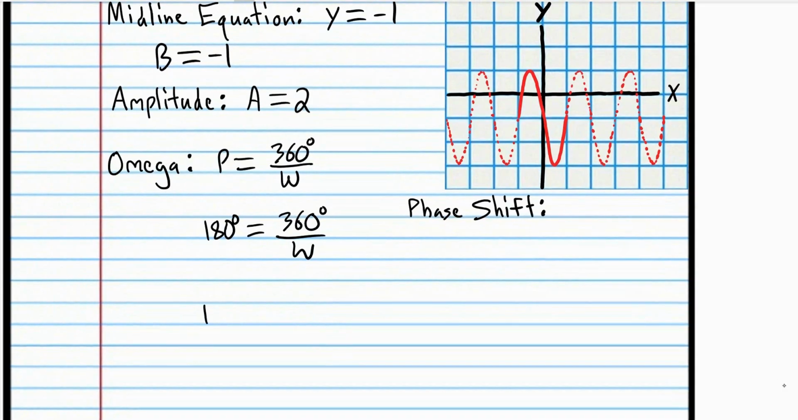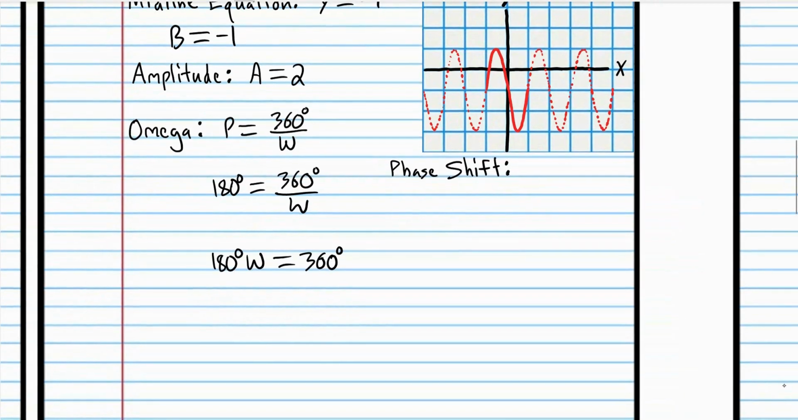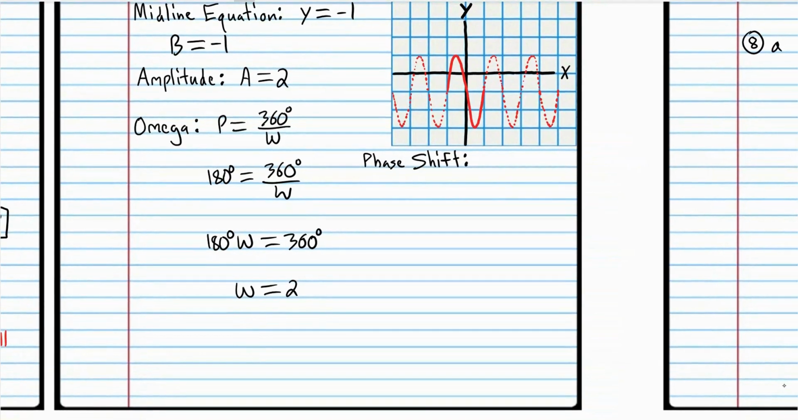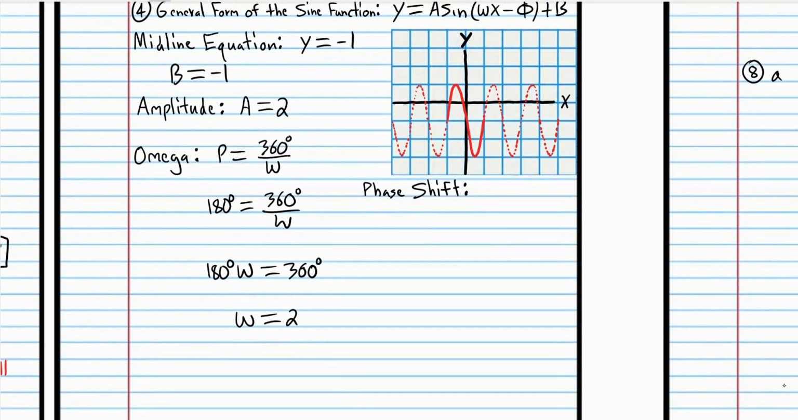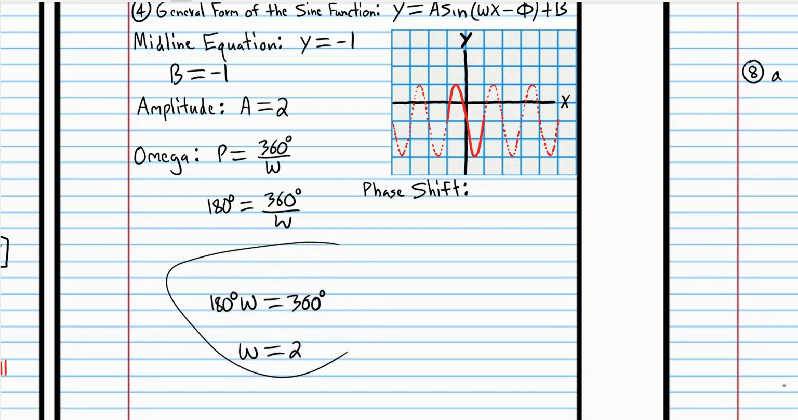So now we can multiply both sides of the equation by omega. There's a lot of different ways to solve these types of equations here, but that's how I do it. And then divide both sides by 180, and we end up with 2. So now we have omega. Omega is 2. Now if you want to show some of that algebra, you can show it, but you don't really have to show it.